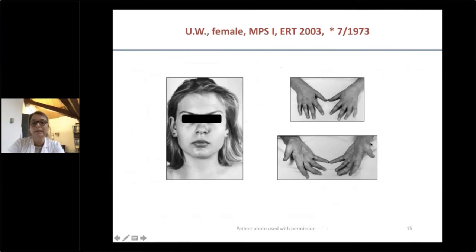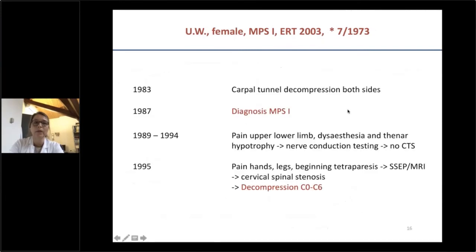And the hands, neither. But what you can see already is that she has a kind of thenar atrophy, which is typical for carpal tunnel syndrome. And this carpal tunnel syndrome already occurred at the age of 10. And this is typical for MPS 1, that it's carpal tunnel syndrome on both sides in early childhood. And she had a procedure, a deep compression of the carpal tunnel, already before the diagnosis.